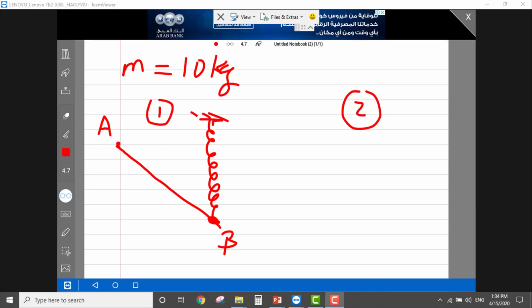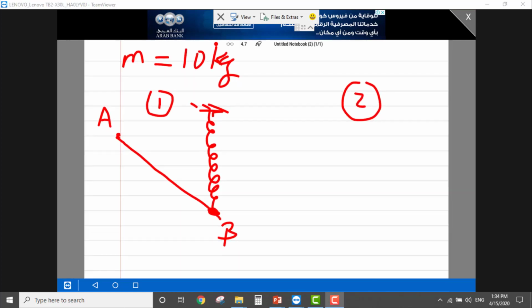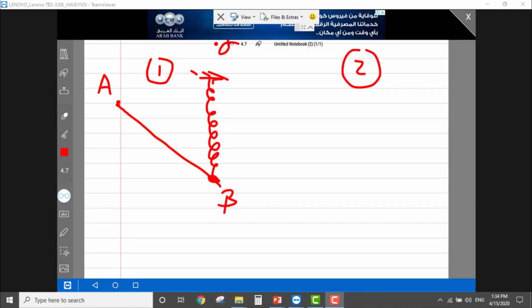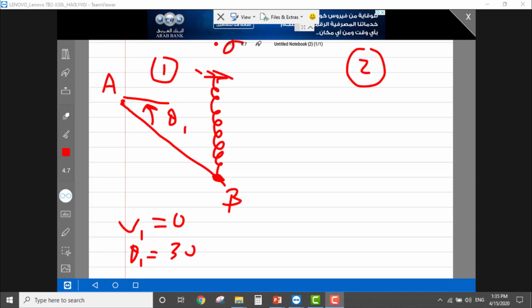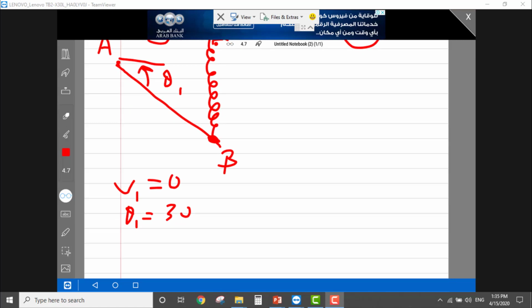It means that V1, because it's mentioned that it starts from rest, then V1 equal to 0, and theta 1 equal to 30. Okay, where is theta? This is theta 1. Okay, now how about S1?